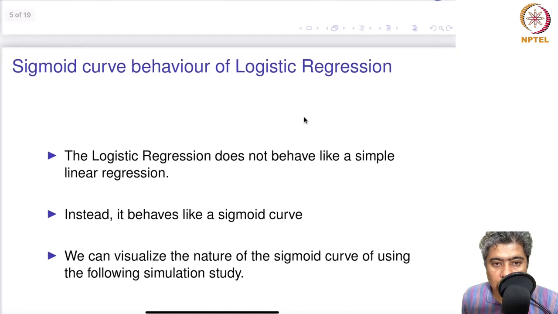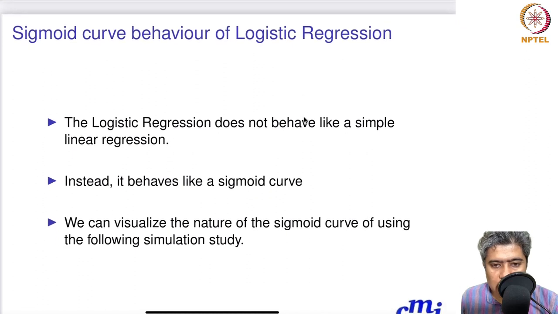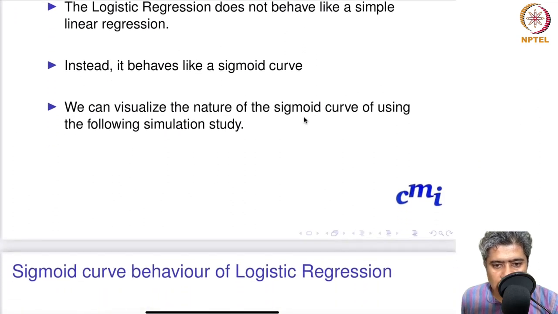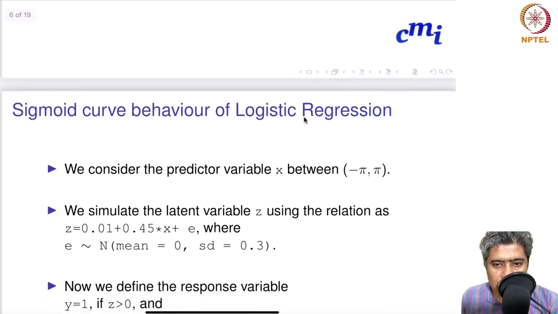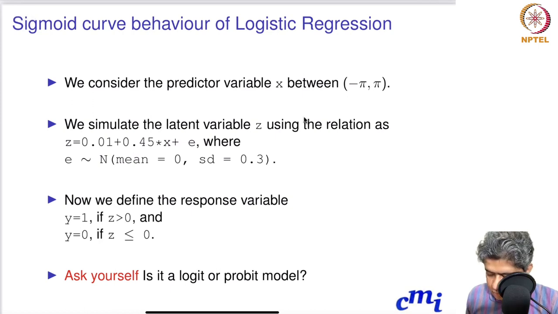Now we will try to understand the sigmoid curve behavior of logistic regression. Logistic regression does not behave like simple linear regression. Instead, it behaves like a sigmoid curve. So we will try to visualize the nature of the sigmoid curve using the following simulation study. We consider a predictor variable x which ranges between minus pi and pi.